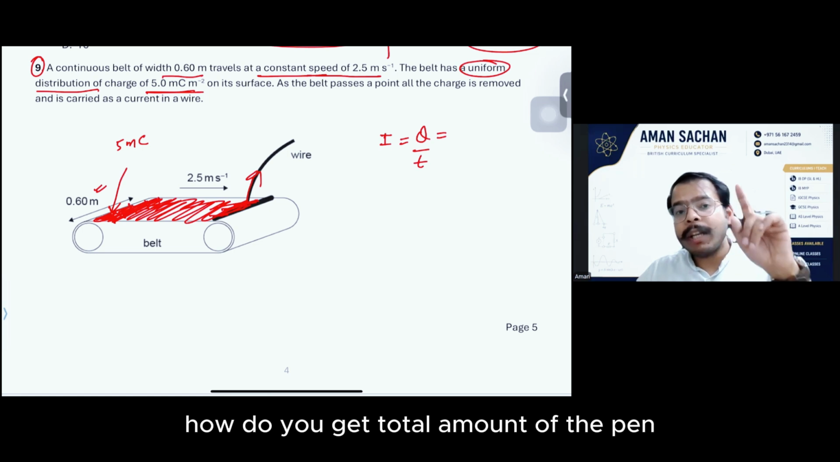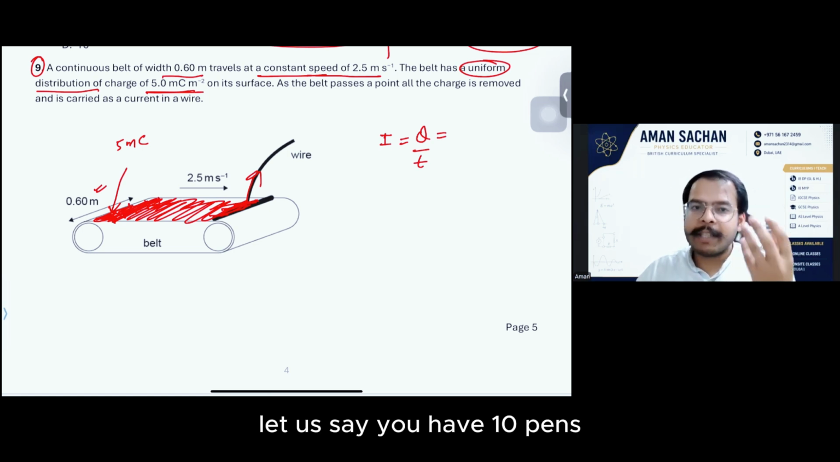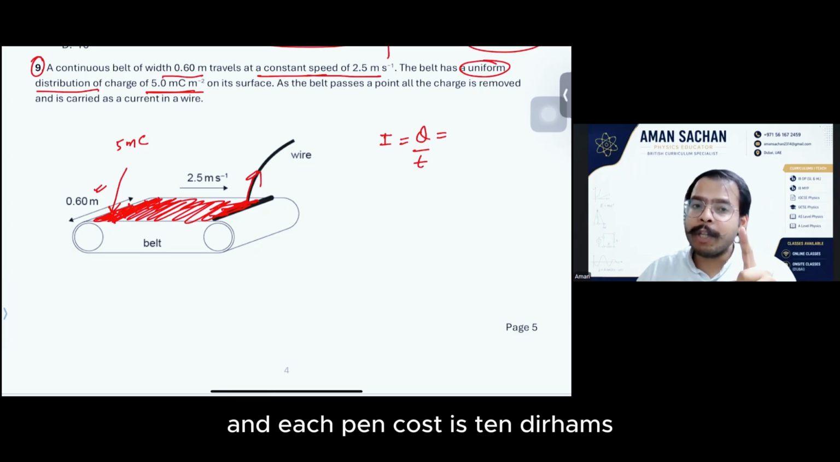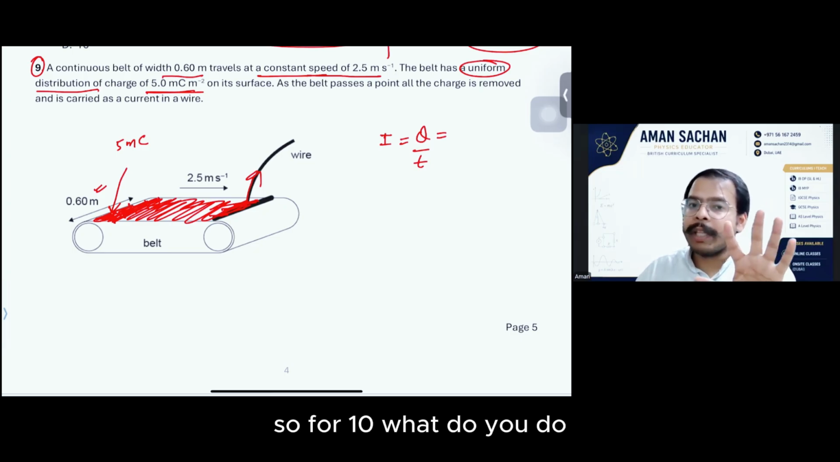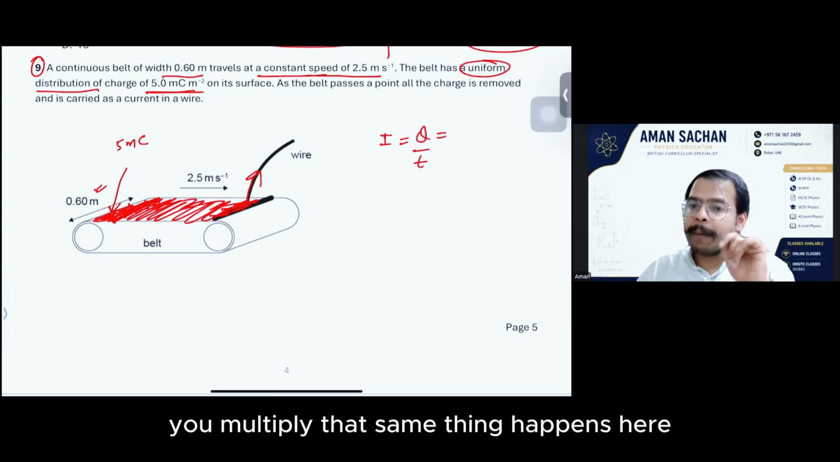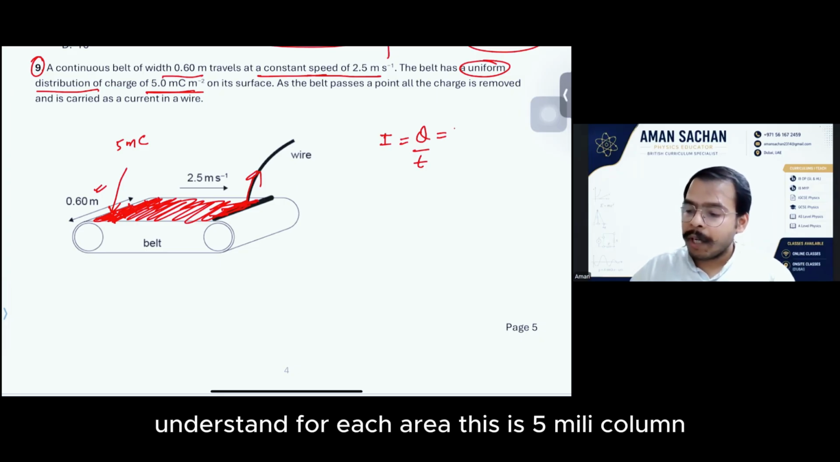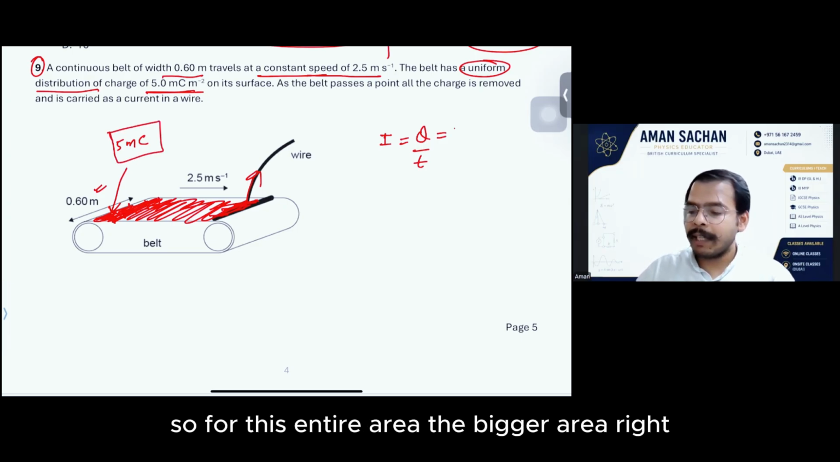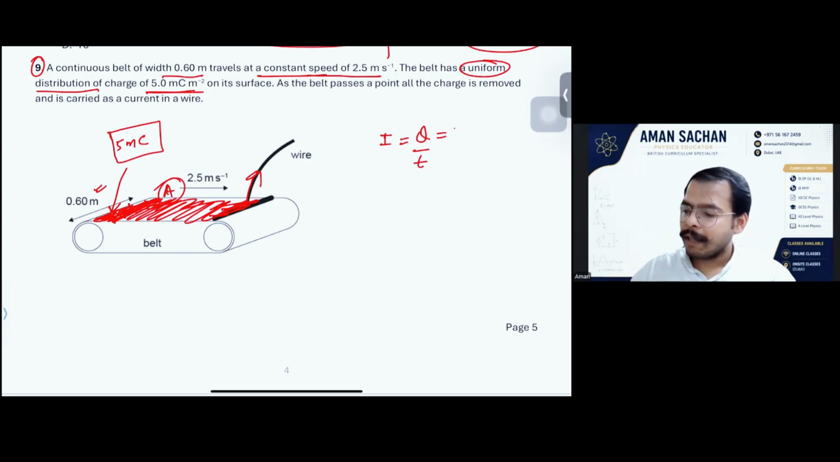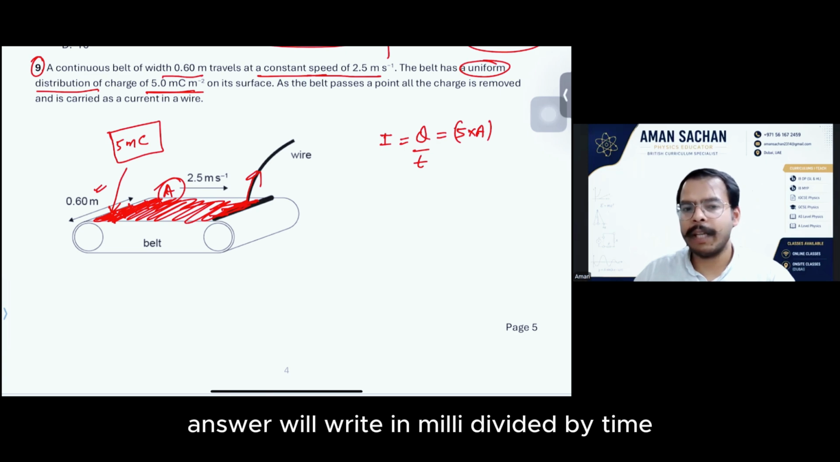How do you get the total amount for pens? Let us say you have 10 pens and each pen costs 10 dirhams. So for 10 pens, what do you do? You multiply. The same thing happens here. For each area, the charge is 5 millicoulomb. So for this entire bigger area, what is the charge? 5 millicoulomb times area, divided by time. The answer we'll write in milli.